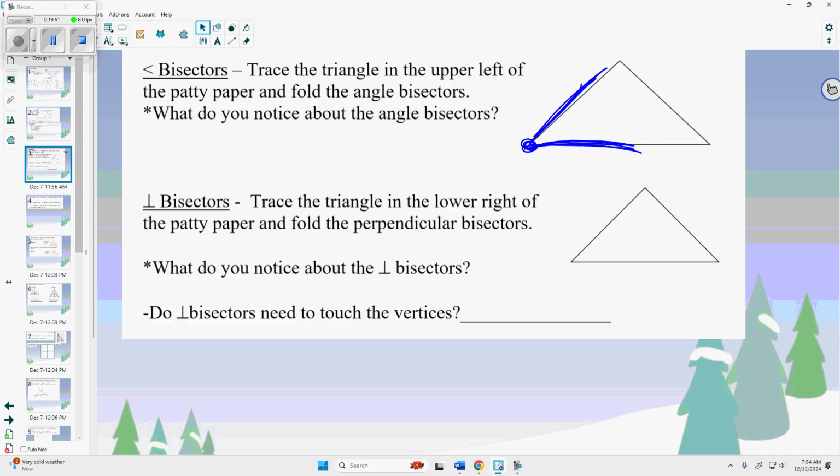All right. So on that triangle, you just created angle bisectors. On your test, I'm not going to have you fold patty paper. That would take too long. So you're going to have to draw them into the triangle instead. So if I draw the angle bisector on here, how do I know it's an angle bisector? What marks would I need to see?